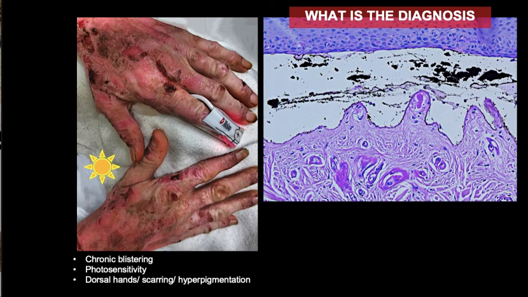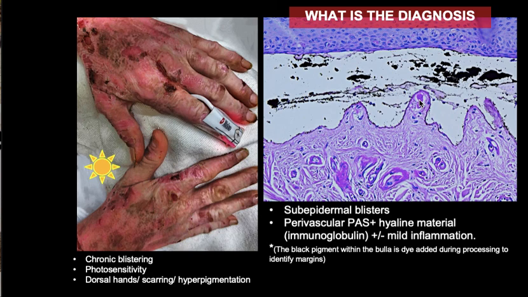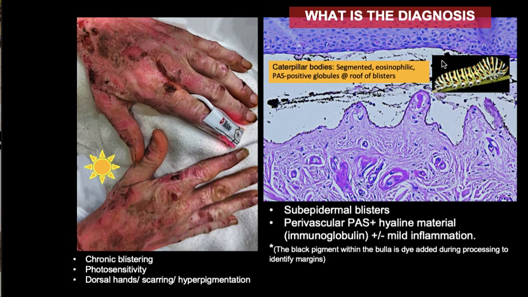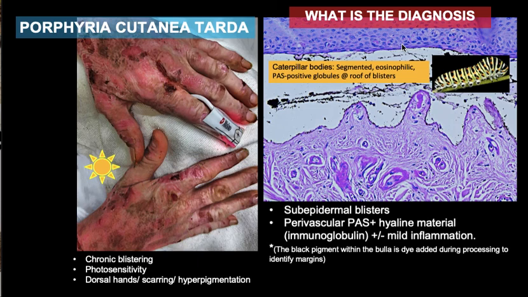So when you do PAS staining, you will see the vessel walls highlighted by this thick pink color. And usually those are immunoglobulin deposits that are highlighted by PAS. Another thing you see at the roof of the bullae is this cute sign of caterpillar bodies, where the cells make this kind of segmented eosinophilic PAS-positive globules. So this is porphyria cutanea tarda.